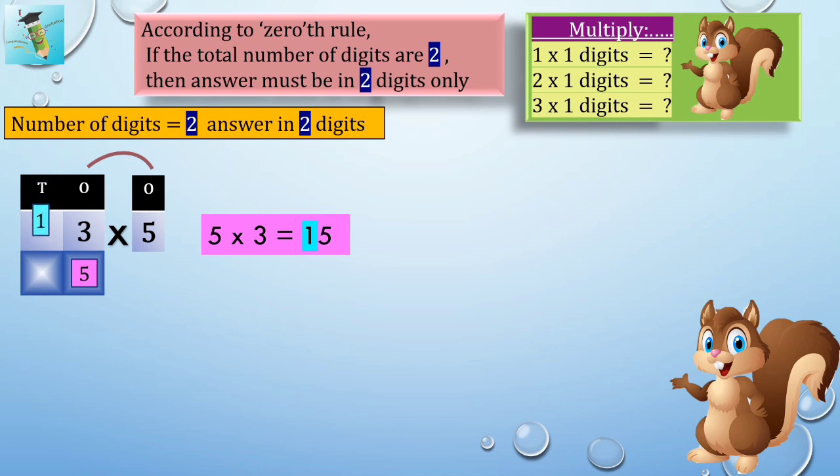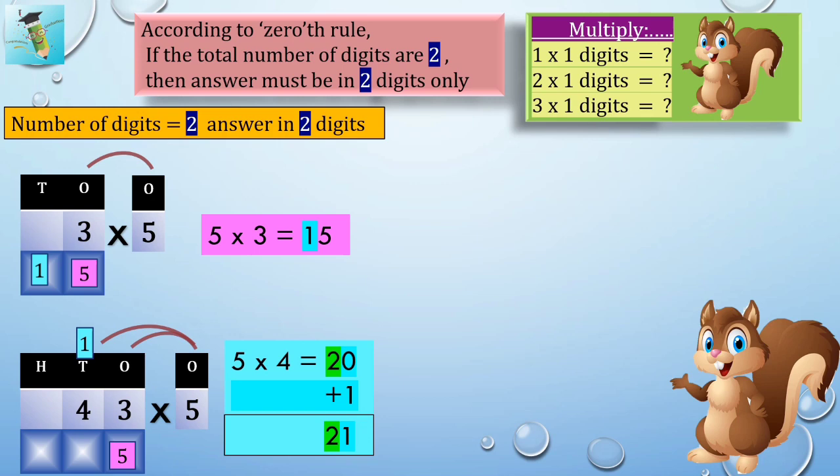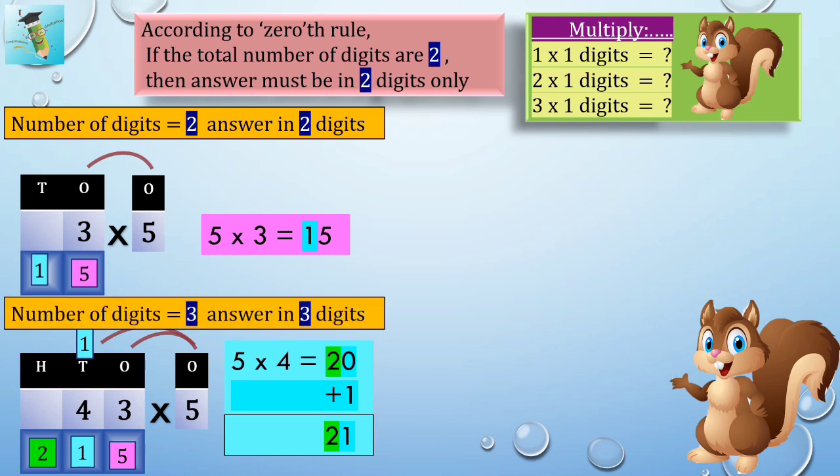Yes, there is no number to be added, so I bring down. Now come to the second question. So here 43 into again 5. How many digits here? Good, 3 digits. So we must get the answer in 3 digits only. Let us check. Once again 5 threes are 15. 5 fours are 20. Then 20 plus 1, 21. So I enter the ones answer in the ones column, the tens answer in the tens column and the hundreds answer in the hundreds column. Good. I bring down. See that answer. How many digits? 3 digits only.